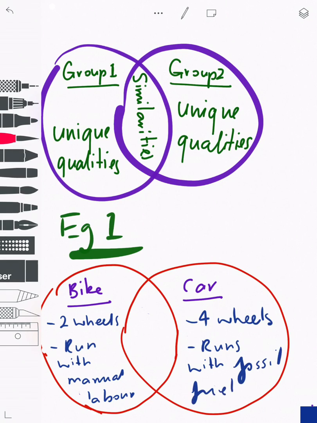But what things do they share? Now, they share lots of different things, but just for an example here, I'm going to write that they're both modes of transport. Now, just because I don't have enough space, we're only going to do one, just to show you what each section is. And that's how a Venn diagram is completed.